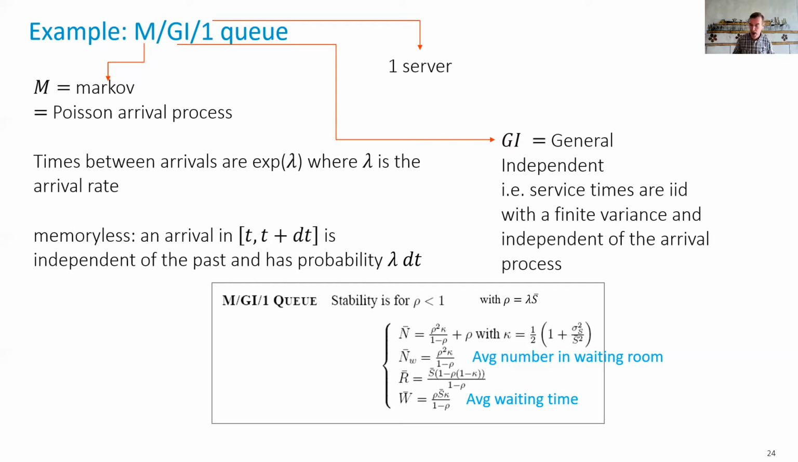But more than that, the fact that I have not seen an arrival yet, so I've been waiting for 2 seconds, I have not seen an arrival in this queue, that gives me no information about when the next customer will arrive. So having waited a long time does not give you a better chance of seeing something happen. That is the memoryless property.